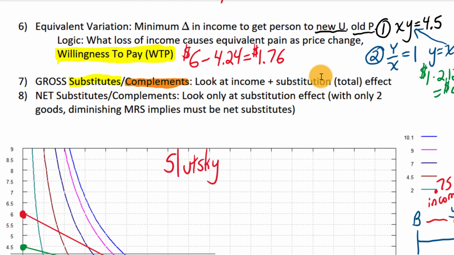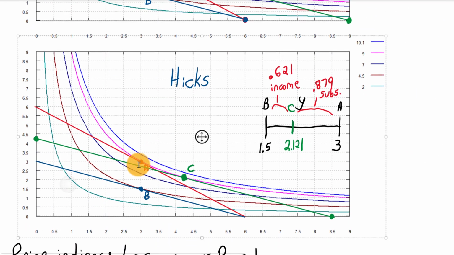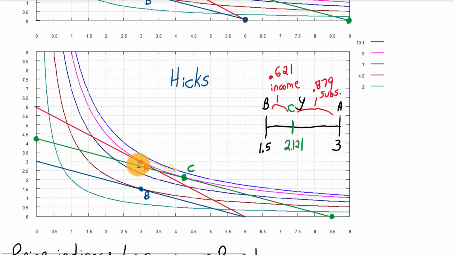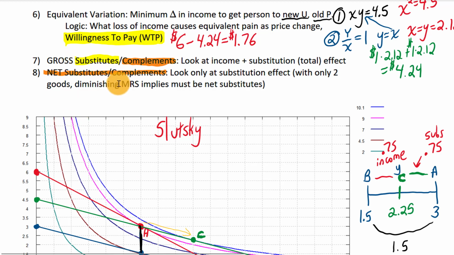Now, when we talk about net substitutes or net complements, what we're asking is, when we look at that substitution effect, what is that telling us? So if we're talking about x and y here, what we want to do is look at when the price of y changes, how much x do people buy? And so we could look at the Slutsky version here and say that, well, when the price of y goes up, and we just look at the rotation here, right? The rotation is focusing on the substitution effect. We see that the person buys more x when the price of y goes up. Substitutes. Similarly, when we look at the Hicks decomposition here, when the price of y goes up, we see we're buying more x. Substitutes.